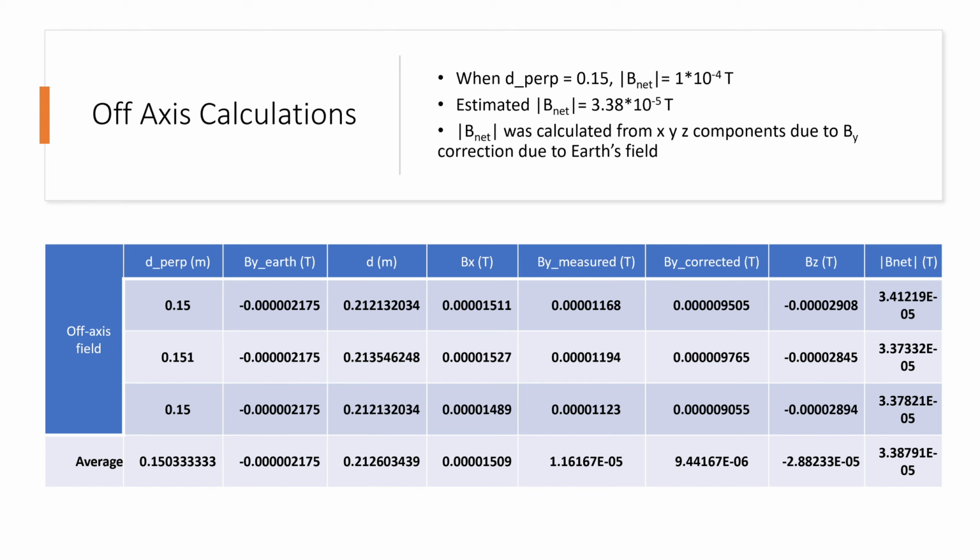When we did our off-axis calculations, we initialized it when on-axis d perp was equal to 1.5 and our B net was equal to 1 times 10 to the negative 4 Tesla. When we calculated our B net, we found that it was equal to 3.38 times 10 to the negative 5 Tesla at an off-axis location of 0.212 meters. We had to calculate B net from the components due to the correction that needed to be done on B y, and this is due to Earth's magnetic field. Once we make that correction, we can find the magnitude of B net.